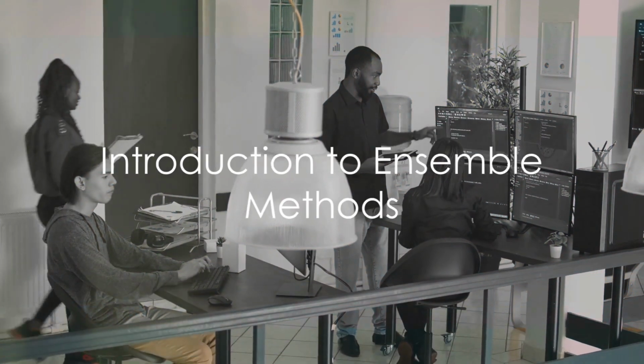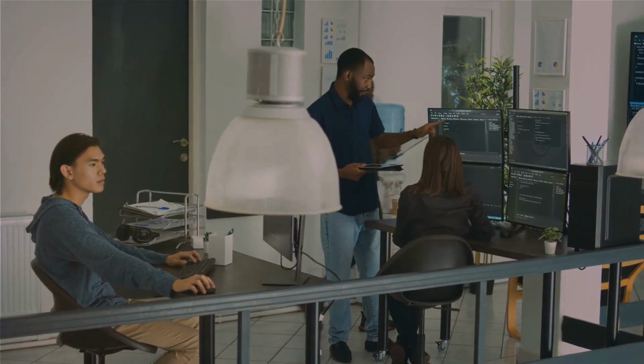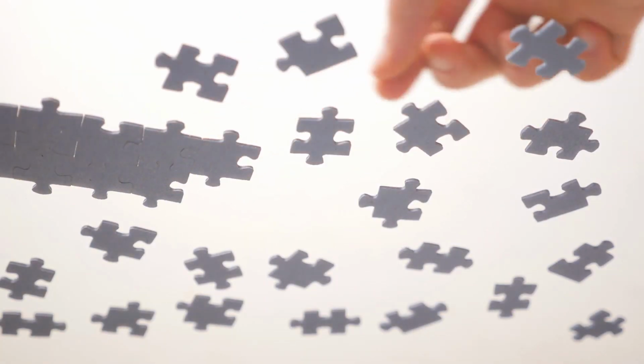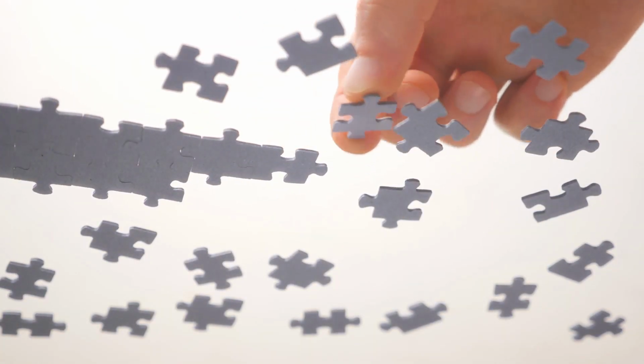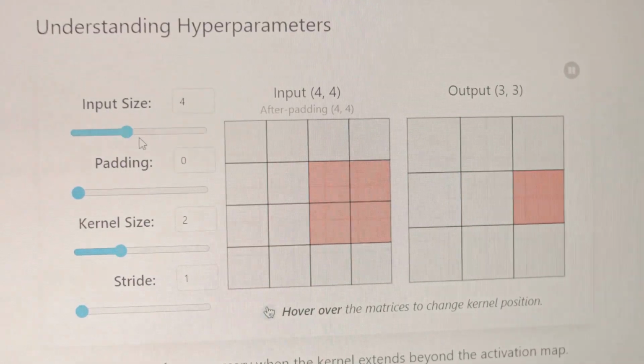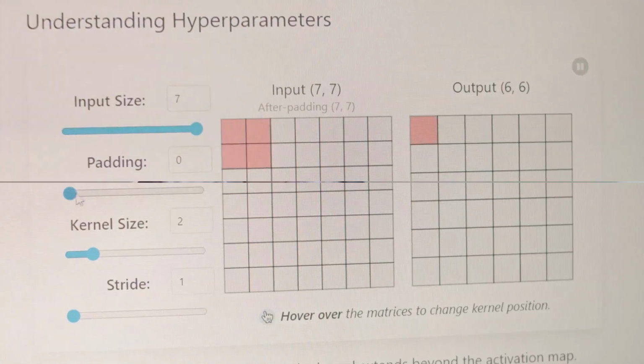What if I told you that a collection of weak learners can come together to form a strong learner? That's the fascinating world of ensemble methods in machine learning, where the whole is indeed greater than the sum of its parts. Today, we delve into the depths of two such methods, bagging and boosting.